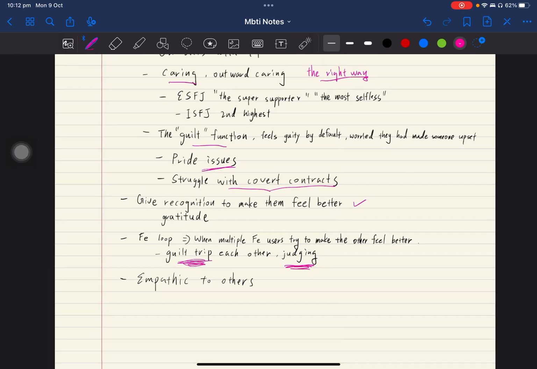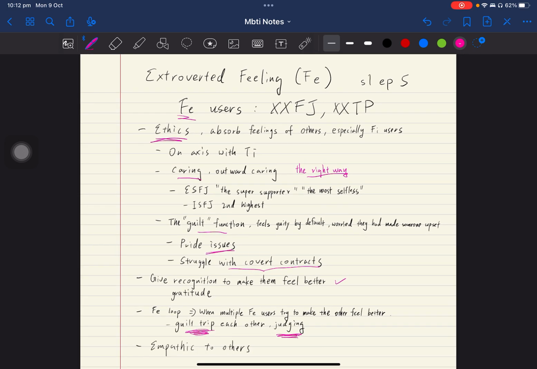Okay, I won't get into more. It would take too much time if I keep spending more time on that. But it's more about being empathetic to other people. That's all you have to know for FE.